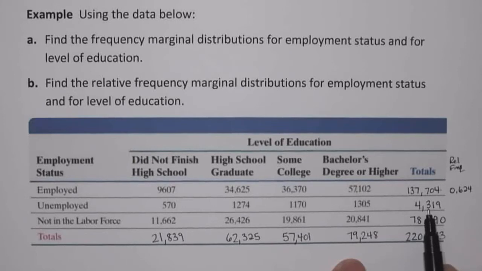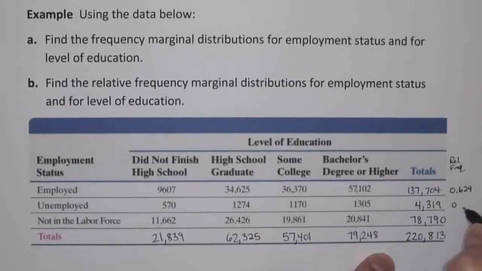If I take 4,319 and divide by the 220,813, that gives me approximately 0.020. And if I take 78,790 and divide by the 220,813, that gives me approximately 0.357. Now if I add these up, because these are relative frequencies, they should add up to 1. In this case, because of rounding, it doesn't add up to 1 perfectly, but without rounding, it should add up to 1 perfectly.